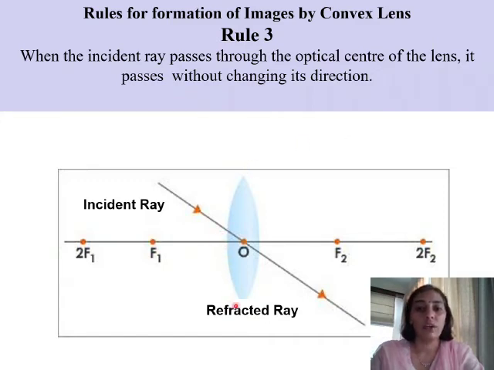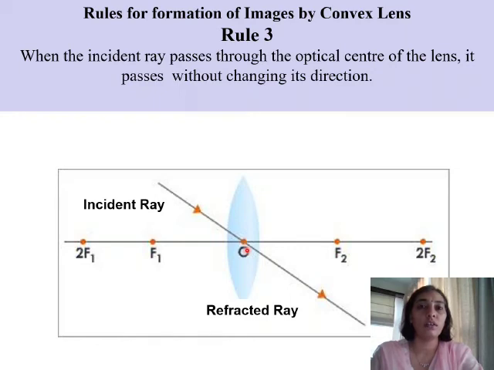So this is a biconvex lens. This is the principal axis. The two focuses have been shown, F1 and F2, and this is the ray of light that is passing through the optical center, and we can see that it is passing without changing its direction. So this is the third rule, that is incident ray, if it is passing through the optical center, it passes without changing the direction.